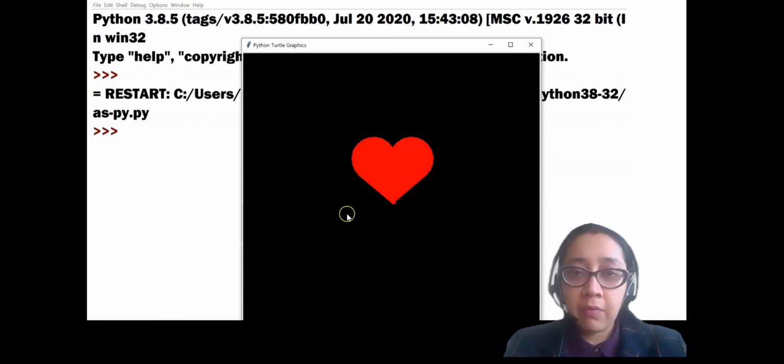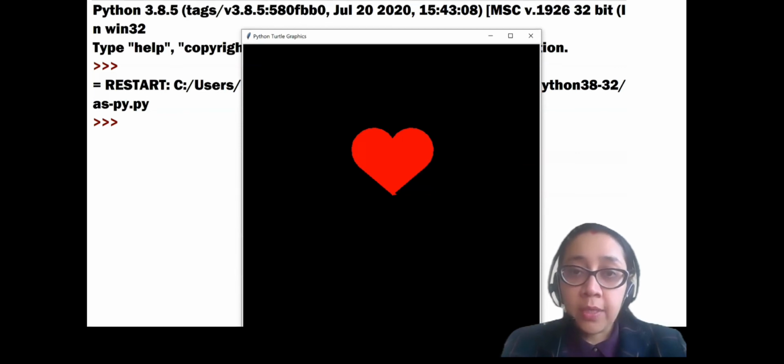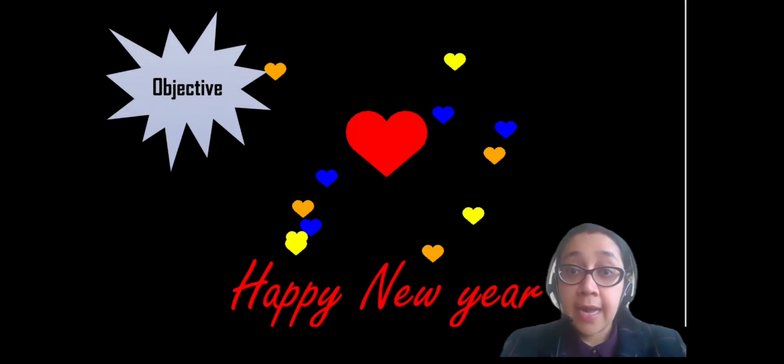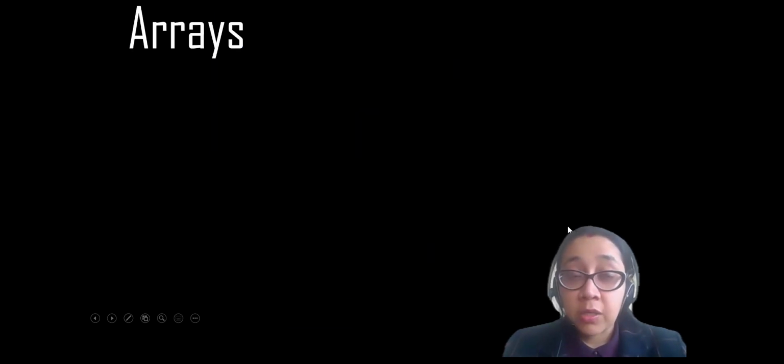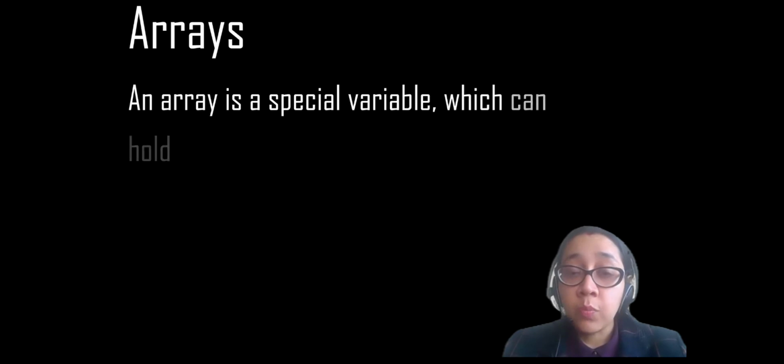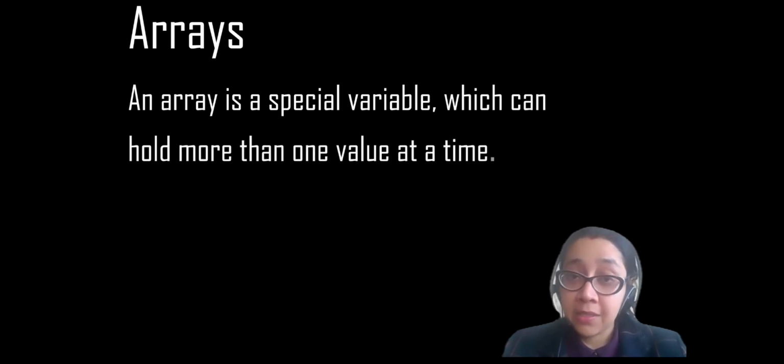Now, if you remember, our objective is not only to draw a bigger heart at the origin, which is 0, 0, but a set of colorful hearts across it, which can be smaller in size. And along with it, I want also to write a particular quote or wish you want. So in order to meet that objective, we have to understand a concept called arrays. Okay, so array is a special variable which can hold more than one value at a time.